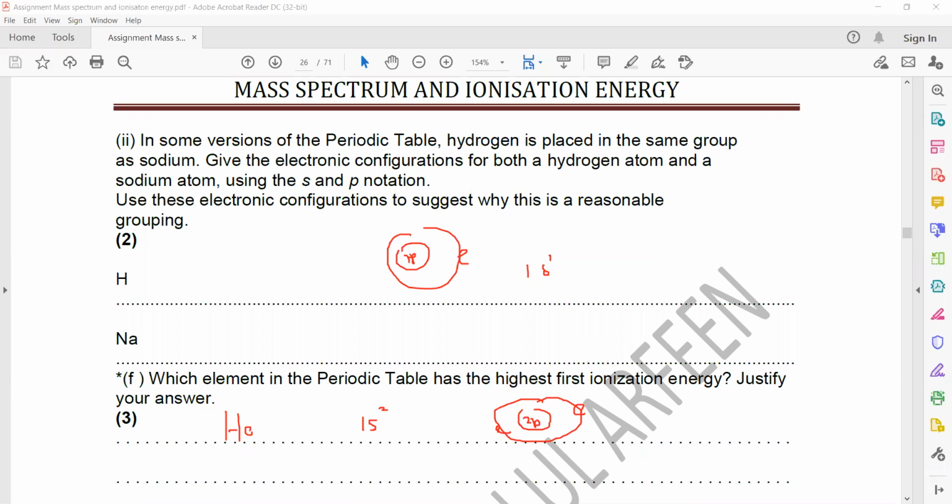It's 3 marks. So how do you write the answer? Number 1, you will mention there's a greater nuclear charge. Electrons are closer to the nucleus.